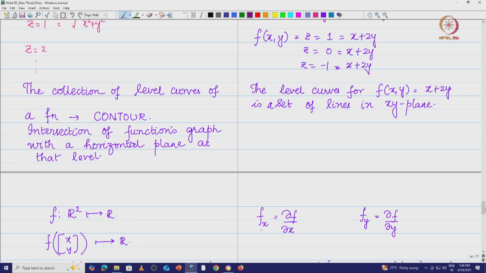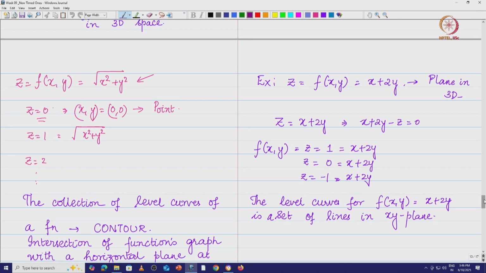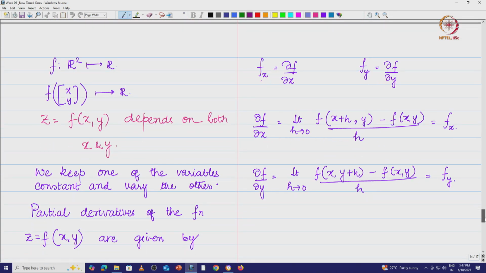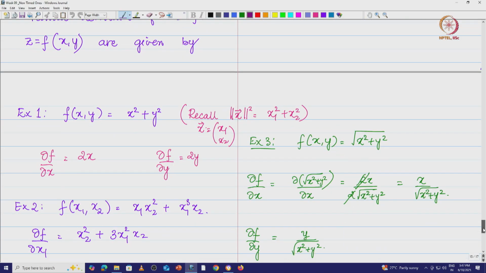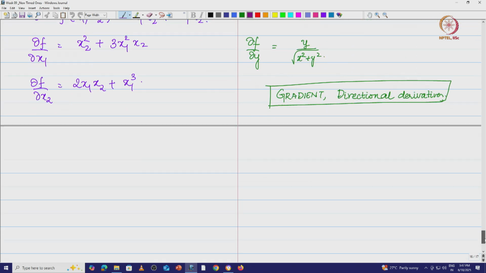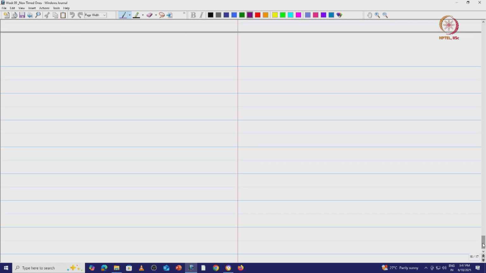Wherever the function was constant, that is, the curves that you get for f of x comma y equal to, say, some constant k1, you get what is called a level curve, and a collection of level curves we called a contour. Then we went on to define the partial derivatives of the function. Then we did some examples, and now the time is ripe for us to look into the idea of gradient and directional derivatives. We will look at gradient and directional derivatives in this class, and follow it up with second derivatives and related topics in the next lecture.